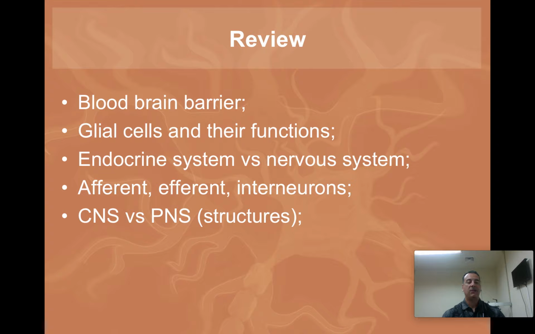CNS versus PNS, right? What structures make up the central nervous system versus those structures that make up the peripheral nervous system? What glial cells help in the central nervous system compared to those Schwann cells that work in the PNS, right? So we have the oligodendrocytes that will myelinate your CNS, and we have your Schwann cells that will myelinate the PNS. That's just one example, but know the structures and functions of the differences of the CNS versus the PNS.